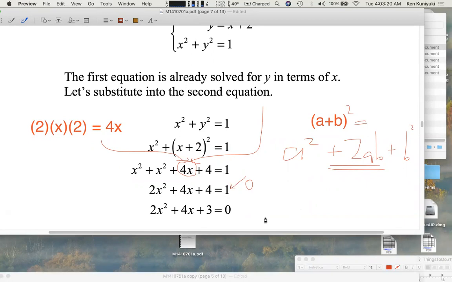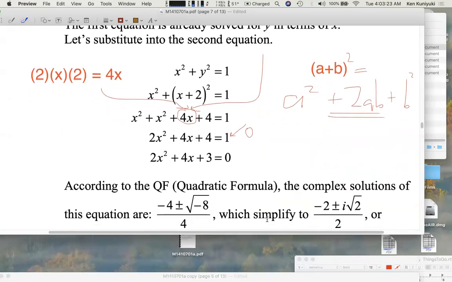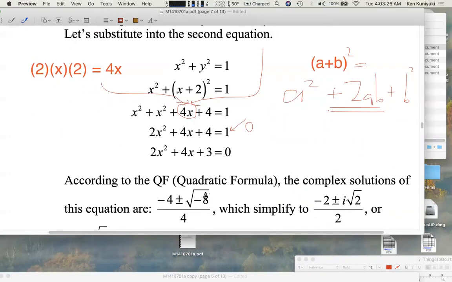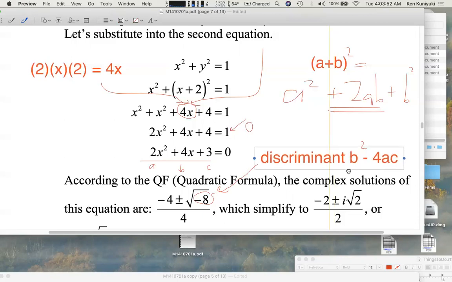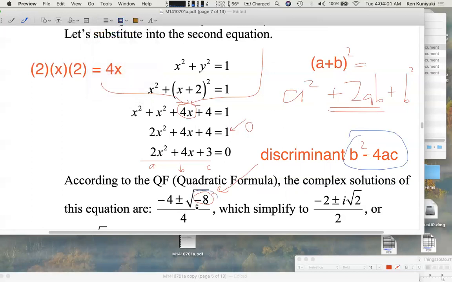So let's try the quadratic formula. All right. And what happens when we try the quadratic formula? Well, right off the bat, you might have wanted to work out the discriminant, b squared minus 4ac. That's the discriminant, b squared minus 4ac. If you work out b squared minus 4ac for that left-hand side, a is 2, b is 4, c is 3. The discriminant, b squared minus 4ac, I'll put this in blue, turns out to be negative 8.